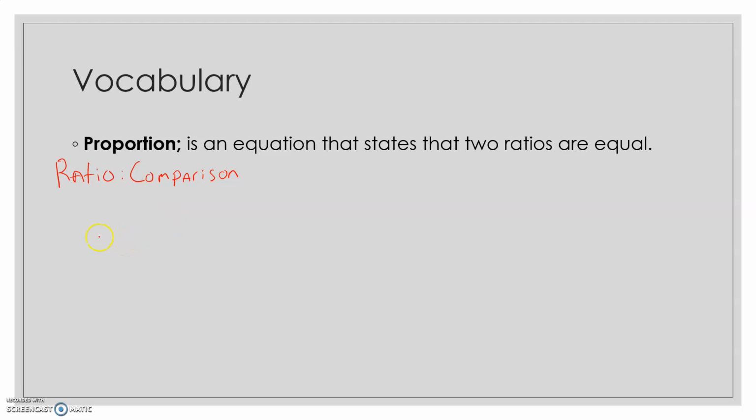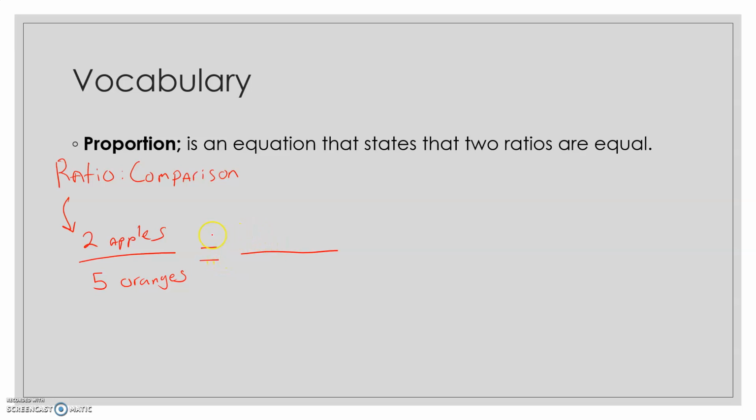So for example, like if we said we have 2 apples, and for every 2 apples that we have, 5 oranges. This right here, this comparison that we just wrote, that's a ratio. It's a comparison of two amounts. And so a proportion is when we have another ratio, right? We have a second ratio. And what we know about those two ratios is that those two ratios are equal to each other.